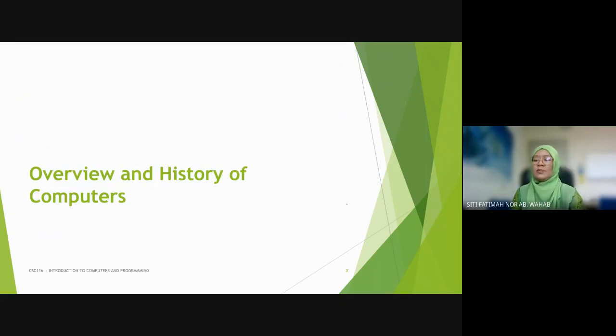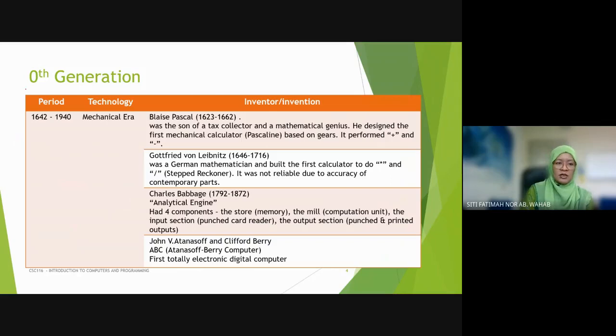So the first subtopic is overview and history of computers. The 0th generation. The period is from 1642 until 1940. It was called the mechanical era. The first inventor that we want to see is Blaise Pascal from 1623 until 1662.